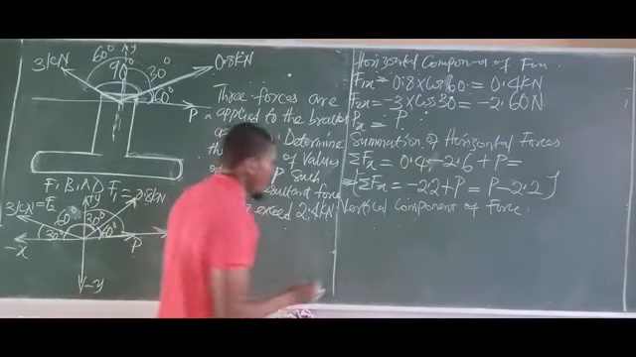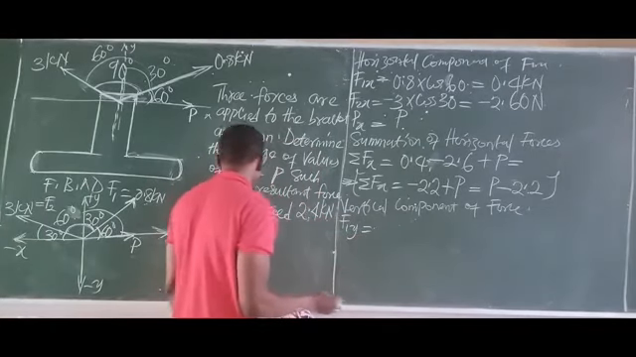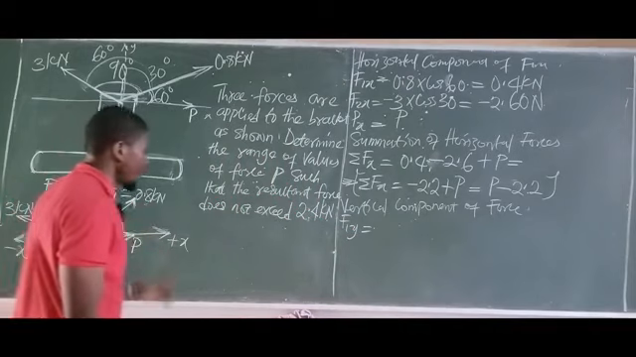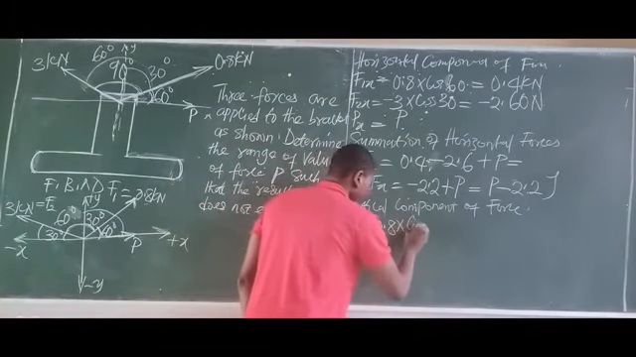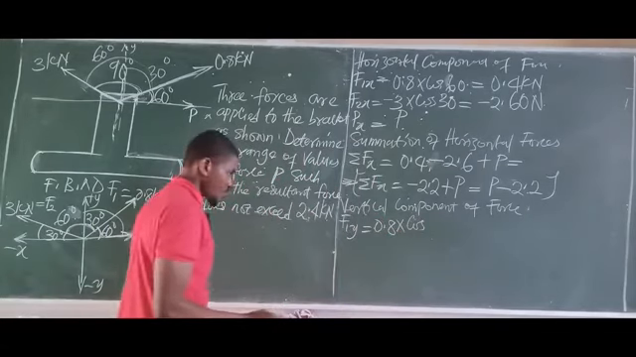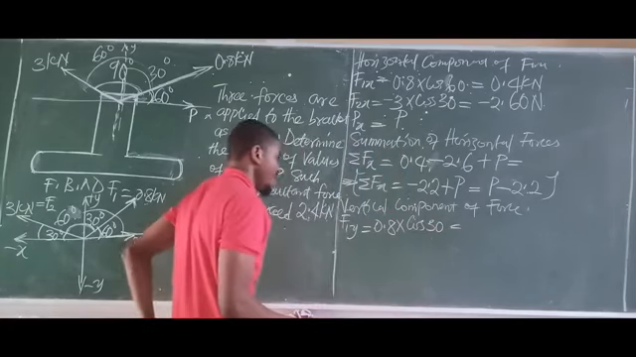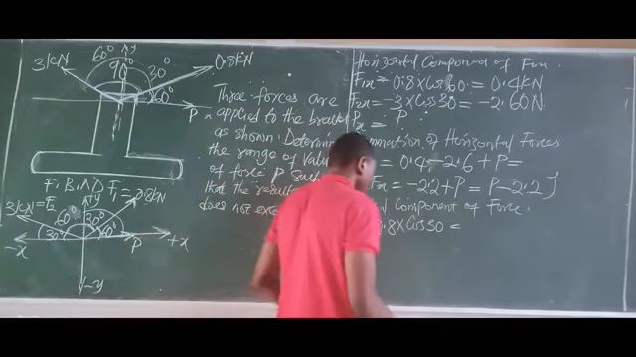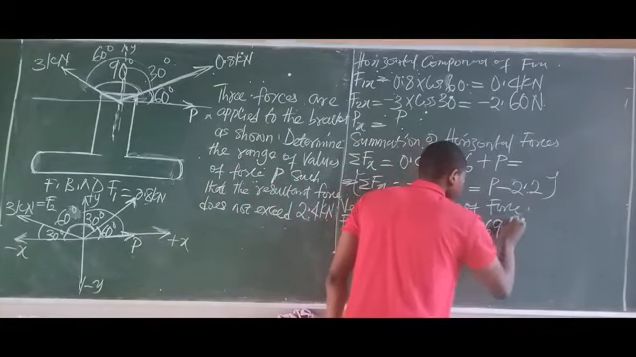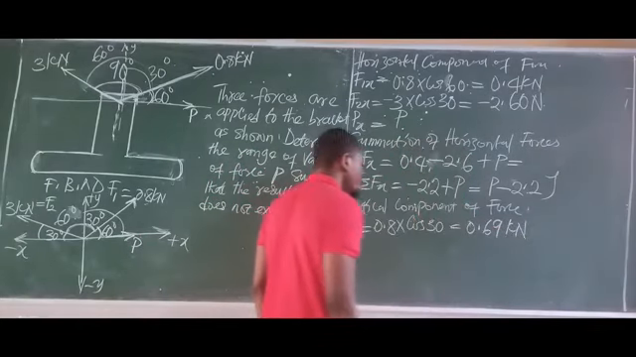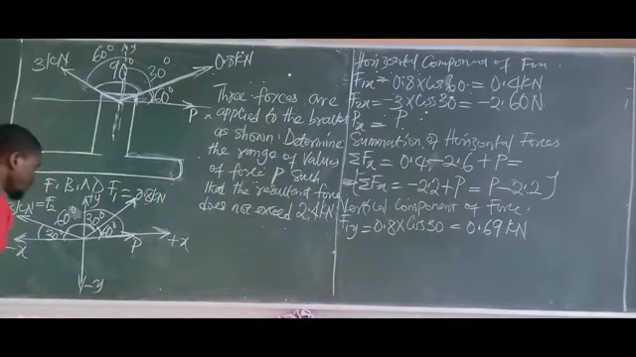So F1y, resolving F1 in the y-axis, we have the magnitude of the force as 0.8. So you have 0.8, multiply this by cosine of the angle it passes through, now cos 30. So 0.8 cos 30, I'll punch this all at once. We have that to be 0.69 kilonewton. Also, it is positive because it points upwards.